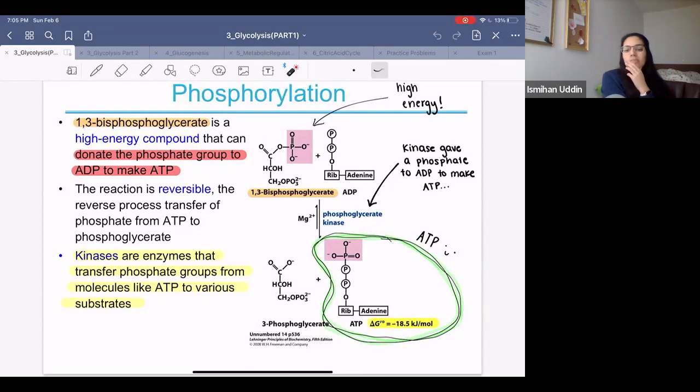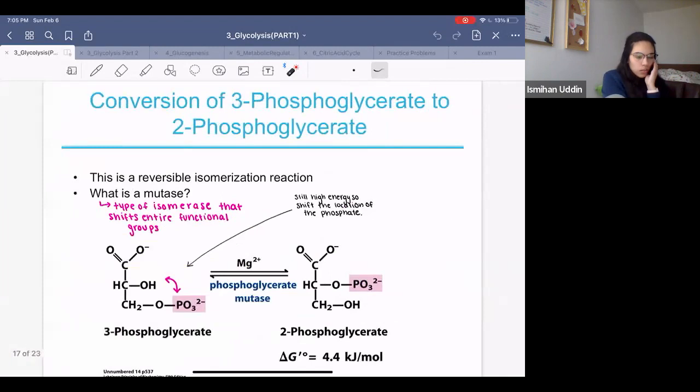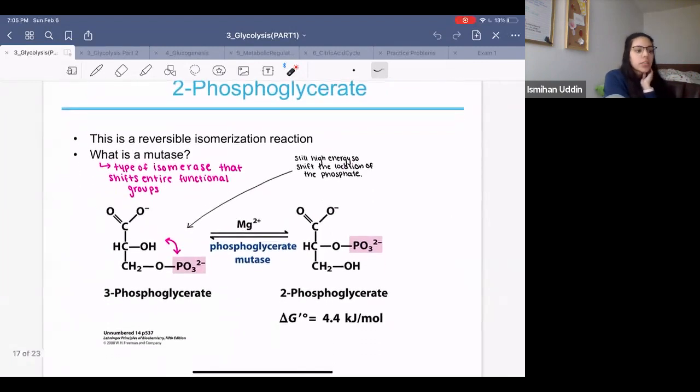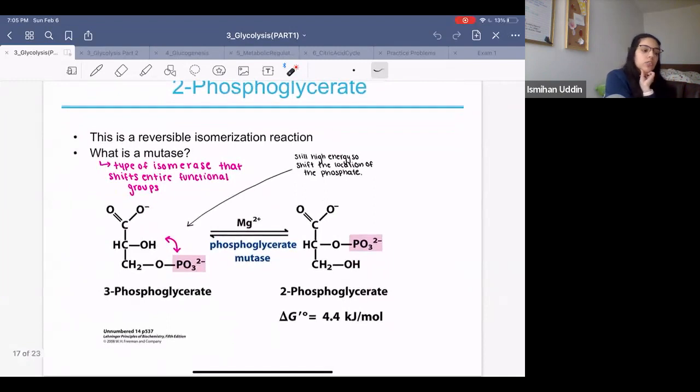Pretty solid. Not much to say. Conversion of 3-phosphoglycerate to 2-phosphoglycerate. Like I said before, this is just a functional group moving here, like this and this switch. Why? Mutase! I talked about it. Mutase is a type of isomerase that shifts entire functional groups.